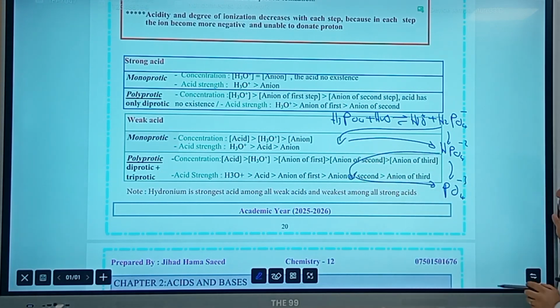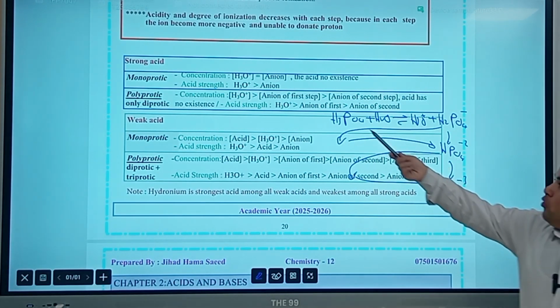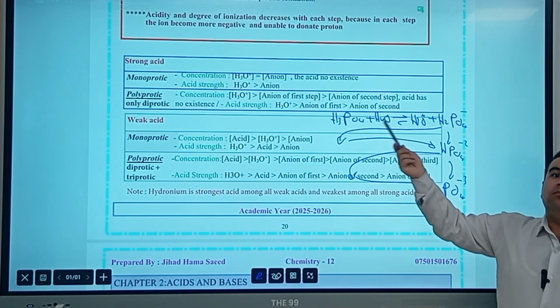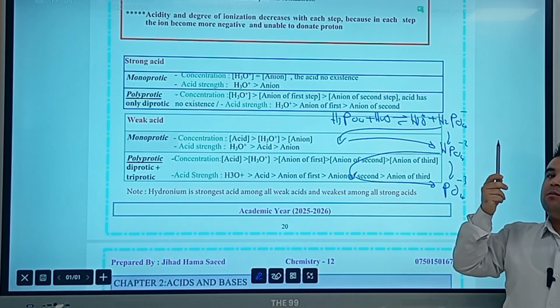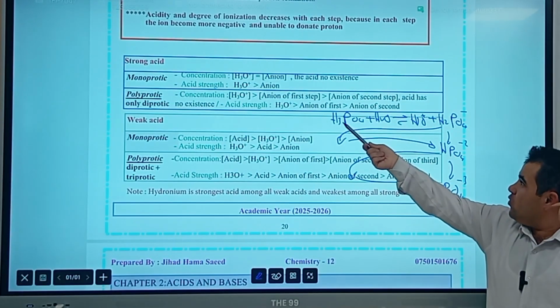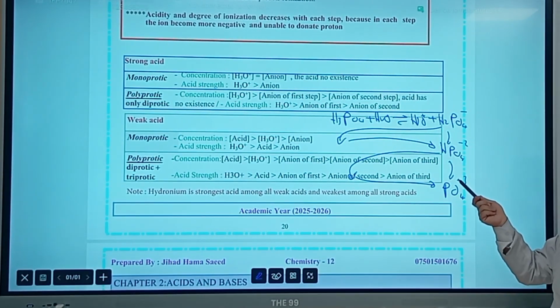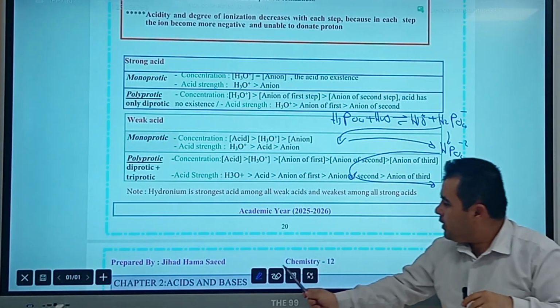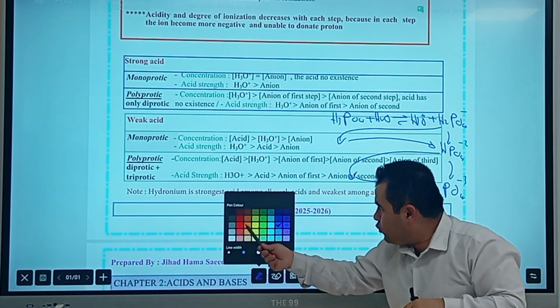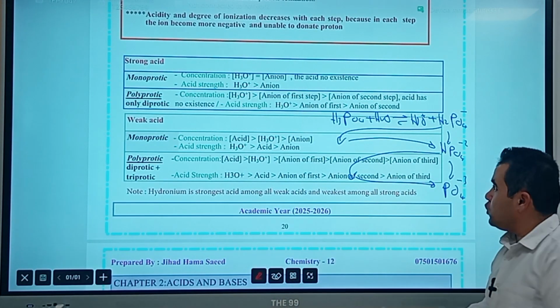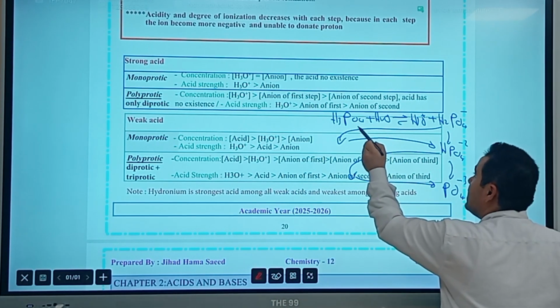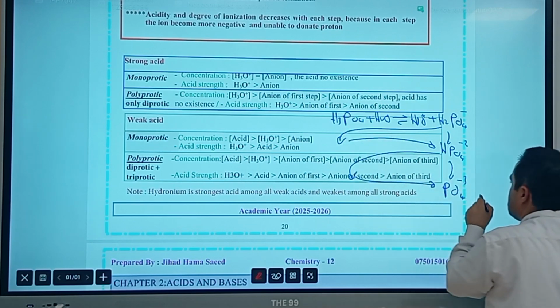Removal of a proton, the remainder becomes one more negative. So one hydrogen, remove it, a negative. Two hydrogens, two negatives. Three hydrogens, three negatives. How to determine the order of the concentration? Because it's weak, H3PO4 itself has the highest concentration.